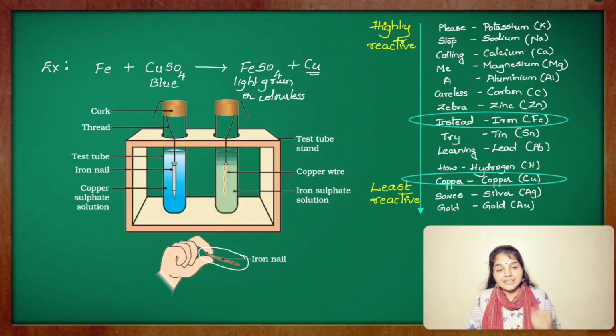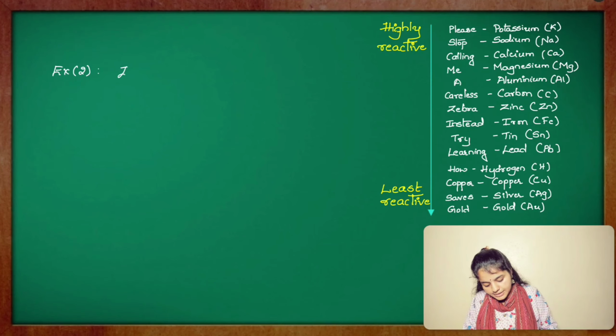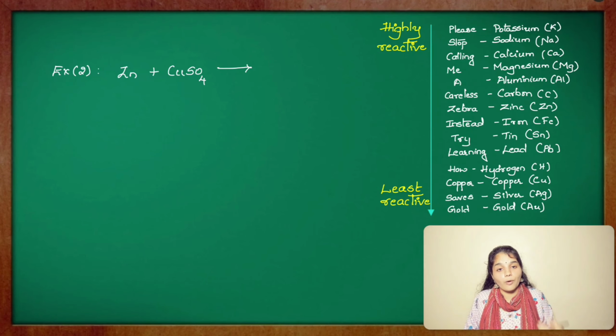Now let me consider one more example and try to predict whether that particular metal can displace another metal from the metal solution. Let me consider a similar example. Now instead of iron, I consider zinc. So zinc plus copper sulfate, whether this reaction is possible or not. Let us check it from the reactivity series.